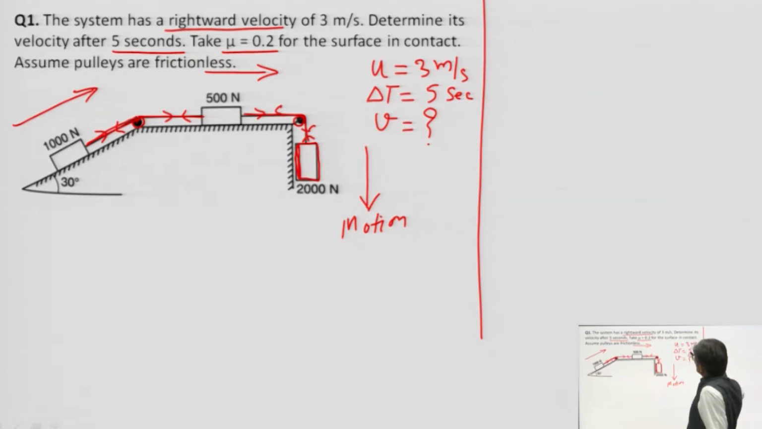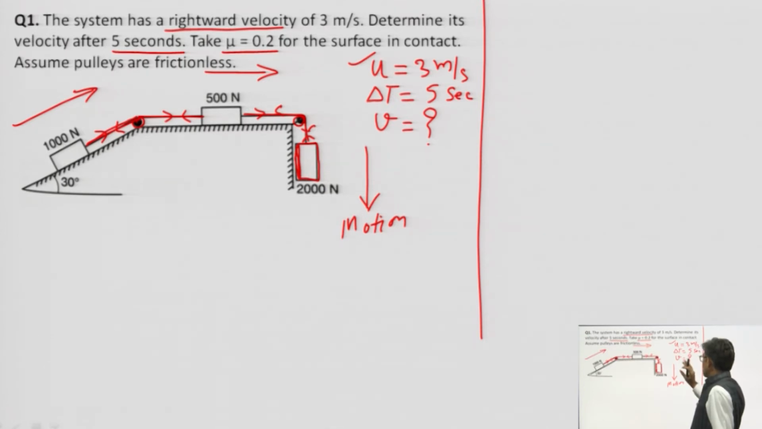Delta t is known to us, then the value of the force causing the motion, that we need to determine, to find the velocity after 5 seconds. The initial velocity we have, the final velocity we do not have. That we need to calculate. This is the missing thing.